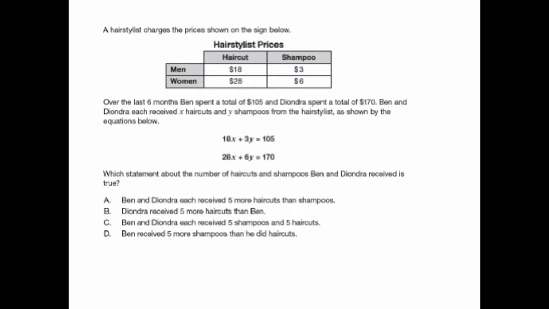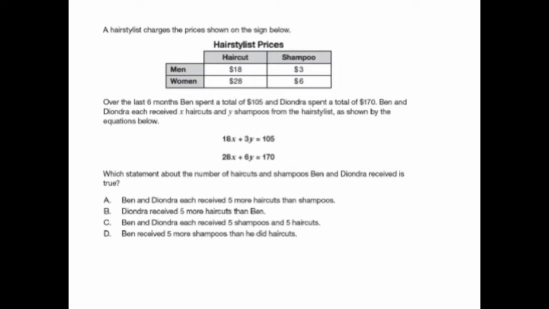All right, guys, let's look at this first one. A hairstylist charges the prices shown on the sign below. Over the last 6 months, Ben spent a total of $105 and Deandra spent a total of $170. Ben and Deandra each received x haircuts and y shampoos from the hairstylist, as shown by the equations below. 18x plus 3y equals 105, 28x plus 6y equals 170. Which statement about the number of haircuts and shampoos Ben and Deandra received is true?